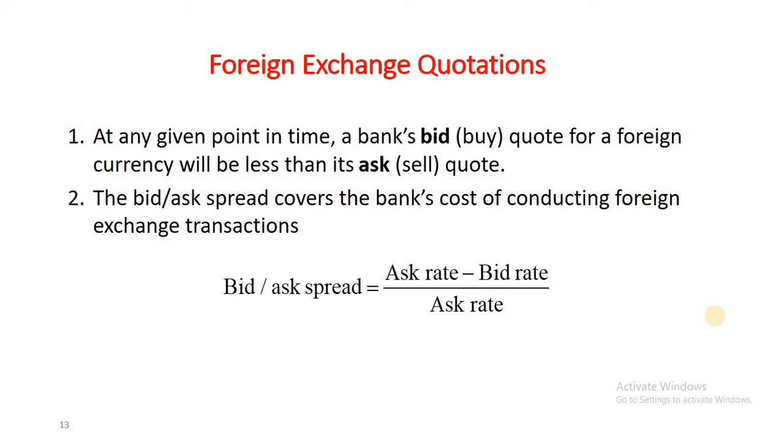We can find out the difference between bid and ask price with bid and ask spread. The formula is simply ask rate minus bid rate divided by ask rate. And bid ask spread shows the bank's cost of conducting foreign exchange transactions, or in other words, it could be the profit for bank of conducting foreign exchange transactions.